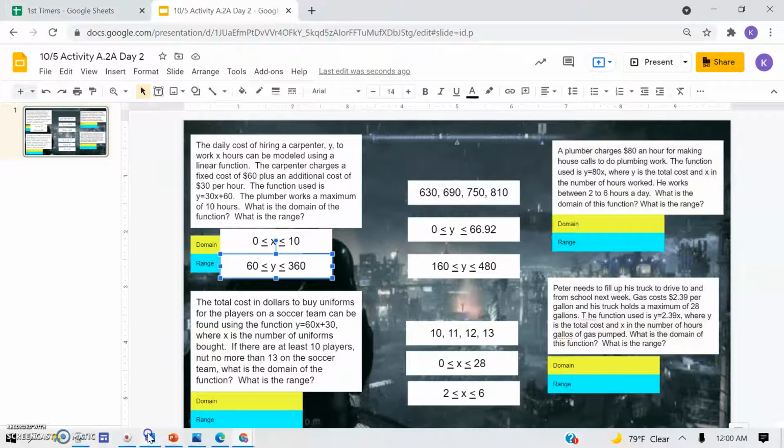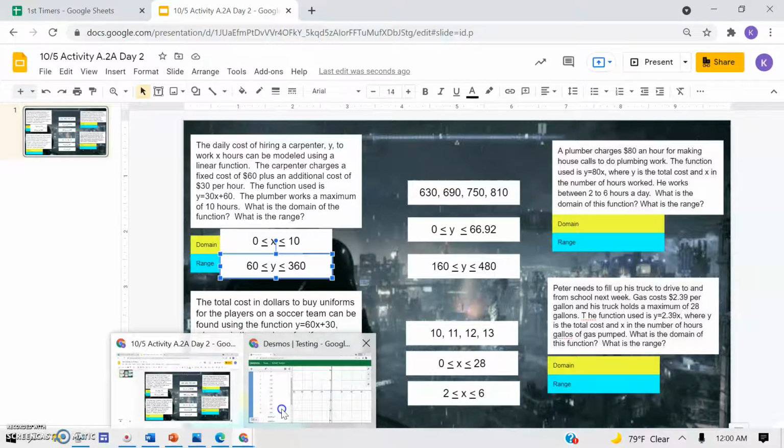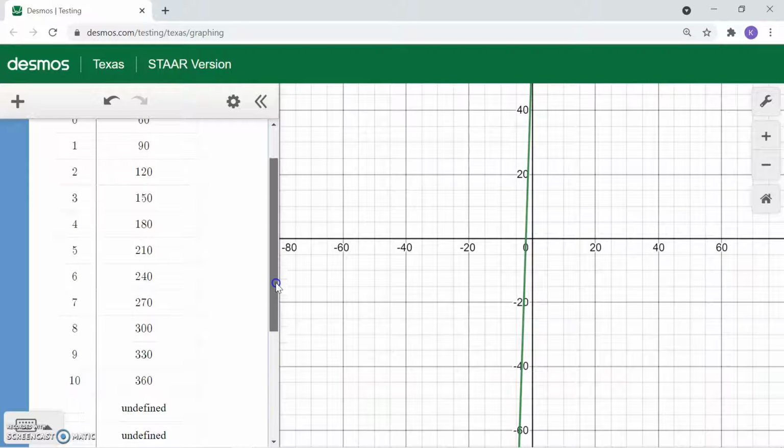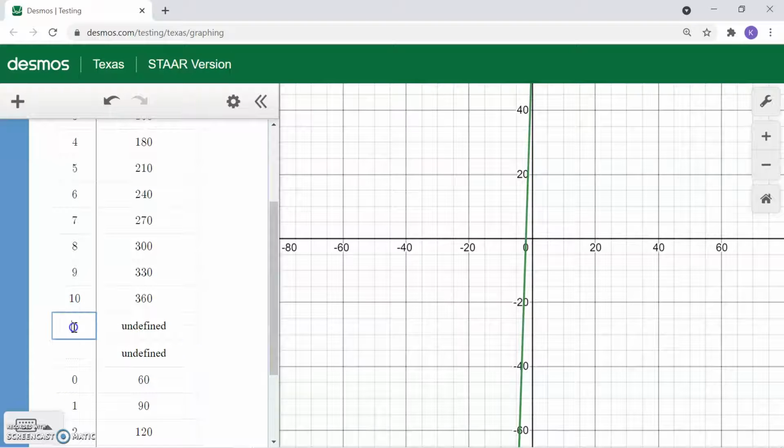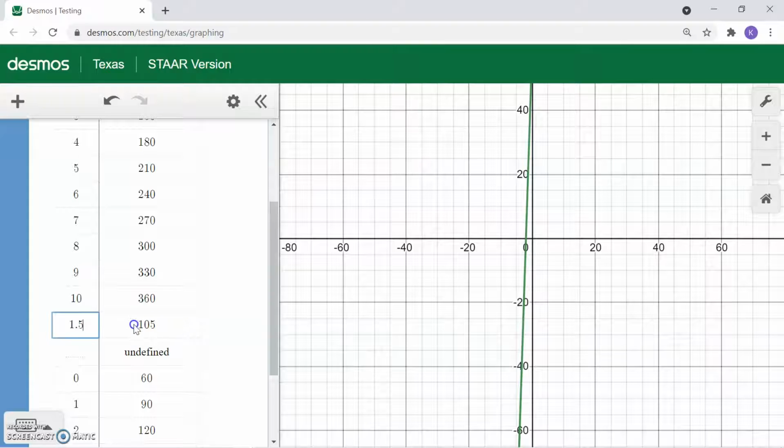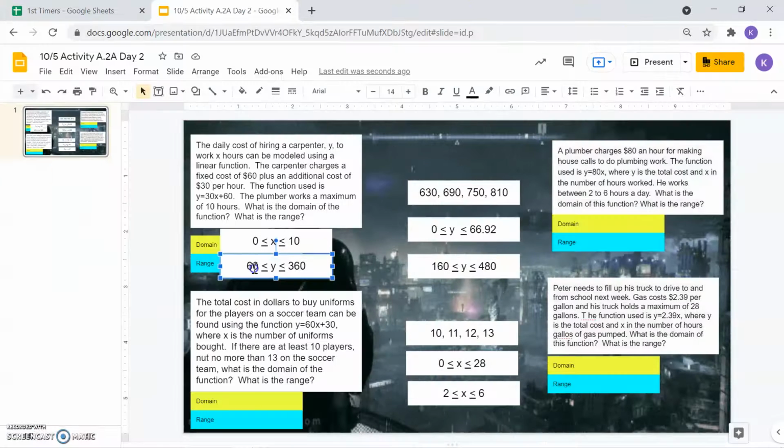Well, can he work, let me put it up here, can he work an hour and a half? Let's try that, 1.5. Yeah, he would charge $105. Can he work 2 hours and a half? Yes, he will charge $135. So as you can see here, if he can work half of the time and still charge, that's what it means, that he's going to earn between $60 and $360.